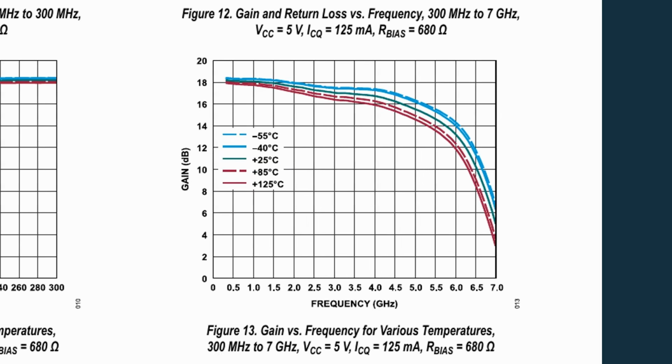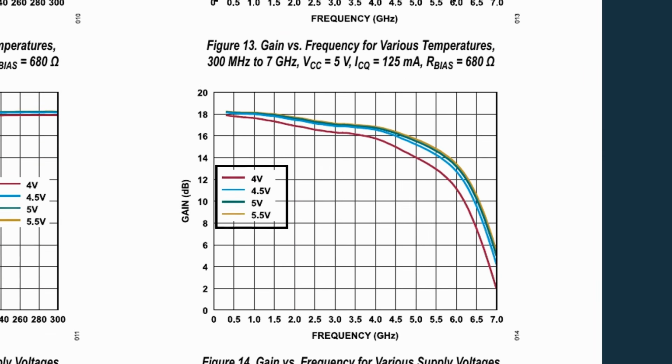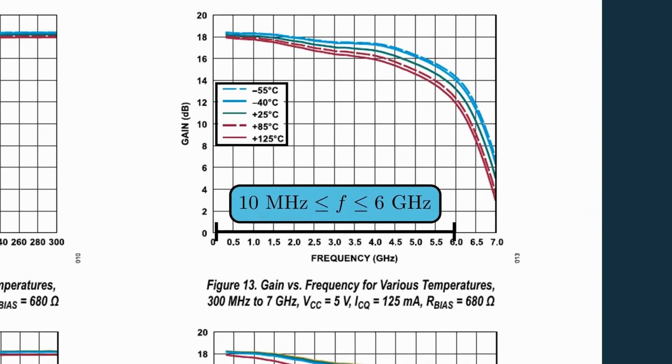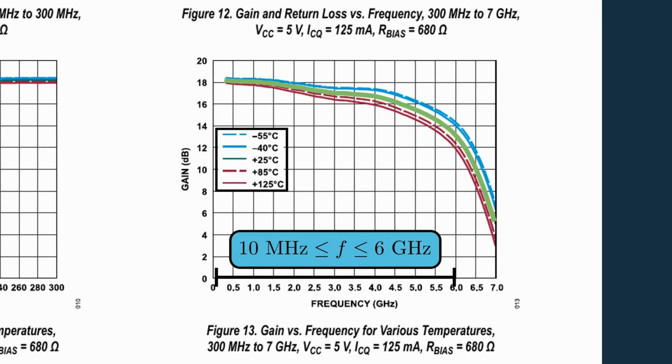So we'll get a plot that roughly covers that frequency range, and often includes some frequencies slightly outside that band. You'll notice, though, that the gain doesn't just vary over frequency. They also include plots over different temperatures, supply voltages, current draws, and more, but that's a topic for another video. For this video, we'll look at the gain slope over frequency for the standard supply of 5 volts with a current draw of 125 milliamps at room temperature, about 25°C.